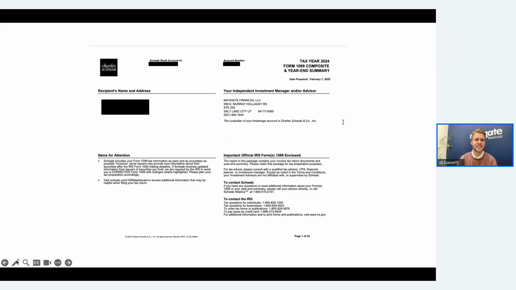So if you receive a 1099, this is the main page. Now I have blocked out any identifying information, but this is what it would look like. If you work with an advisor, you'll see it'll show who that is. It's just kind of that main initial page, nothing too special here.